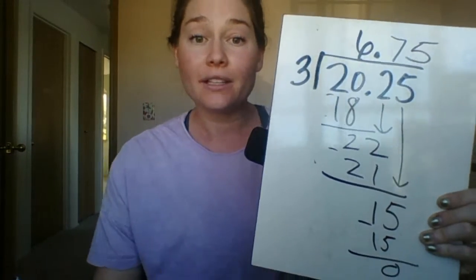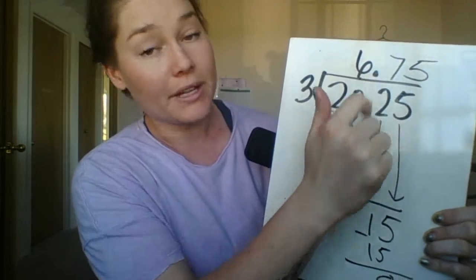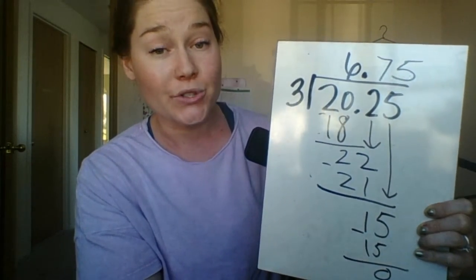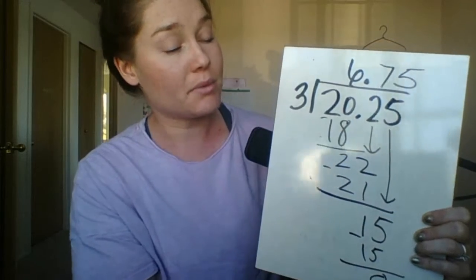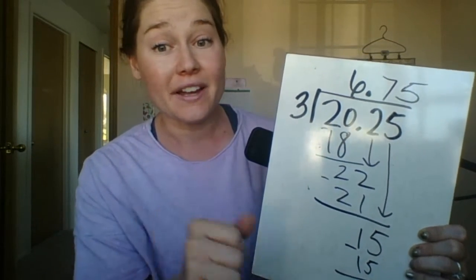So again, the biggest thing to think about when dividing with a decimal is making sure that you place that decimal point in your quotient directly above that decimal point in your dividend. And then just divide like normal.